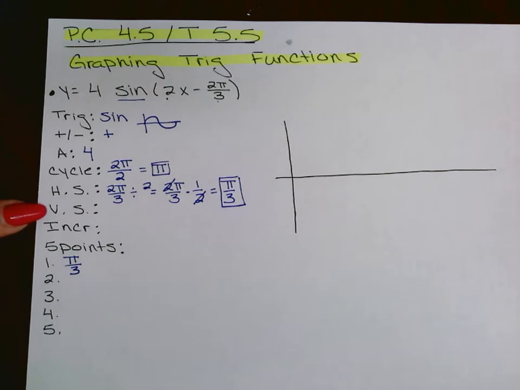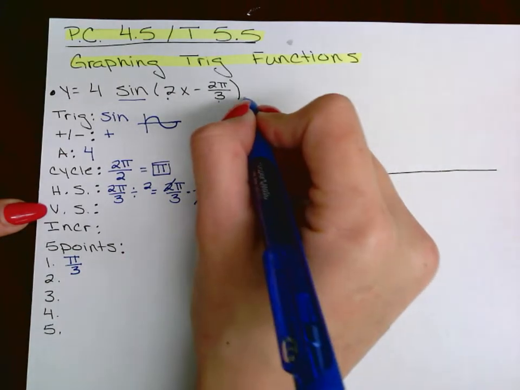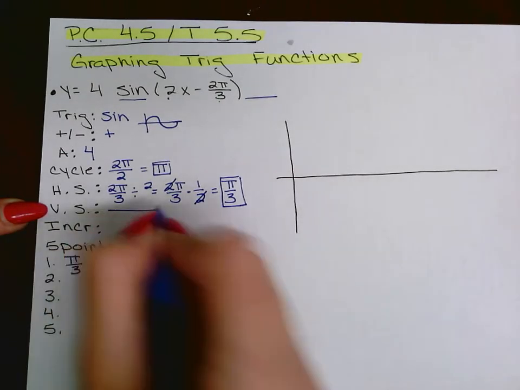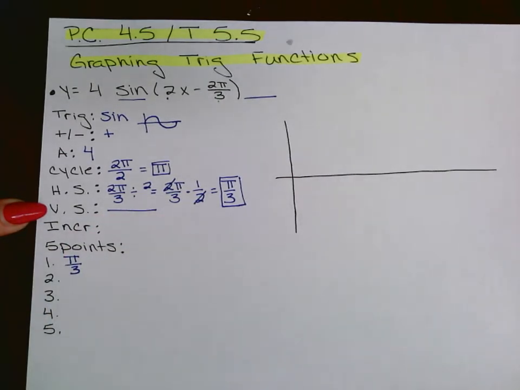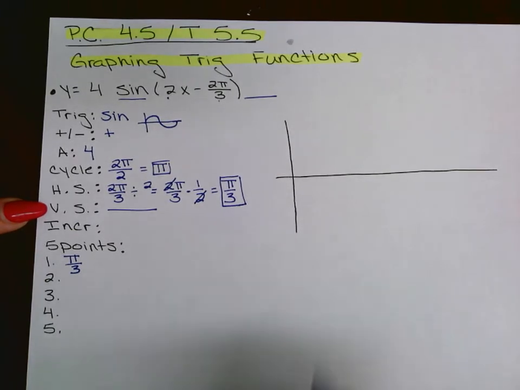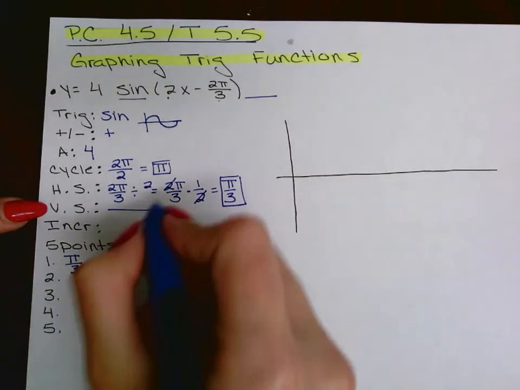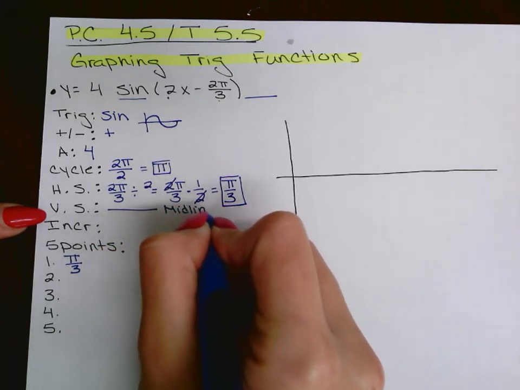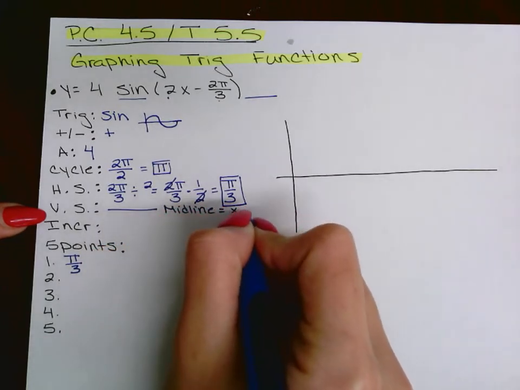So, in saying that, vertical shift, do you see a plus or minus D? No. So, you could either draw a line through it to make sure you remember you didn't skip it, or you could put the word none. That means my midline is going to stay at the x-axis. I'm not going to move up or down. So, that's another side note. If you like side notes, you could say that your midline is on the x-axis.